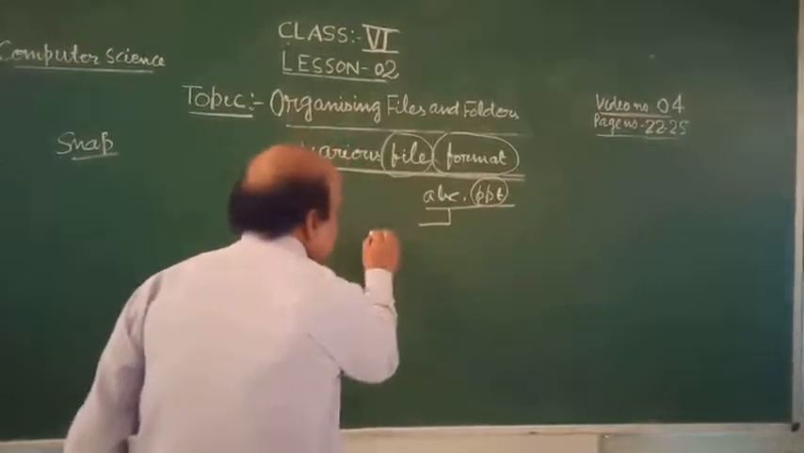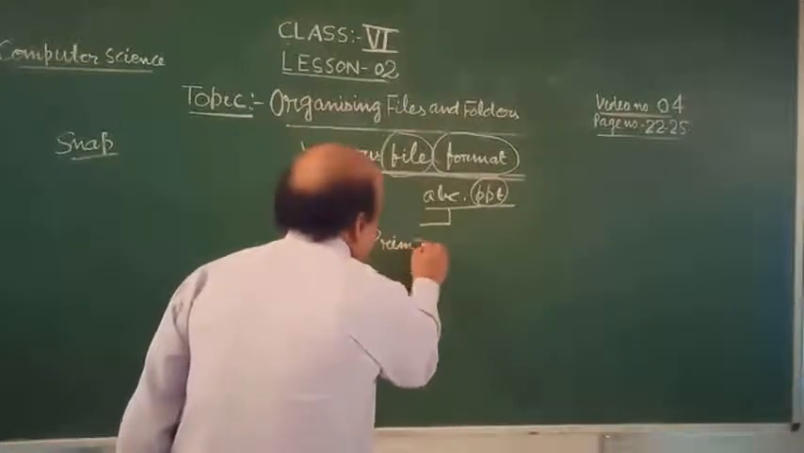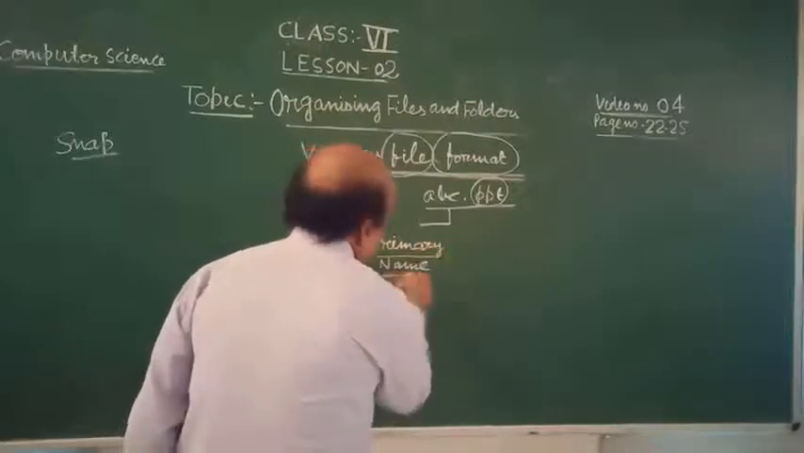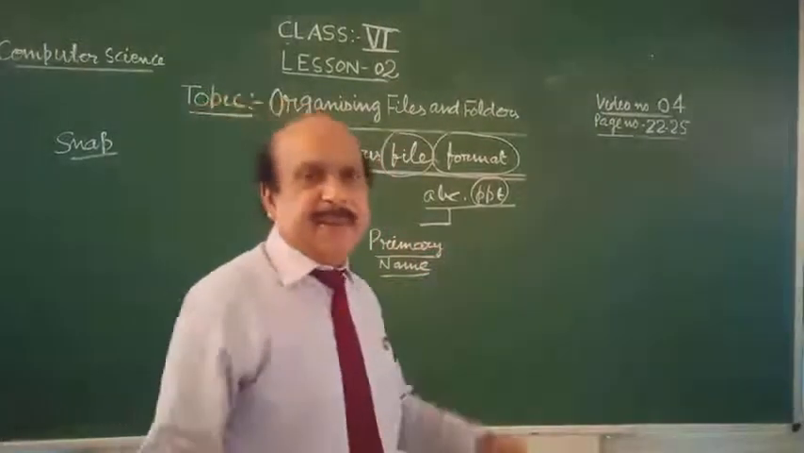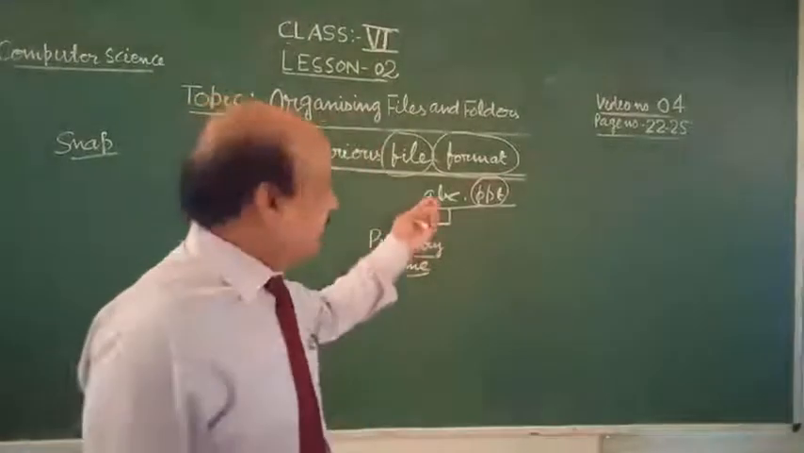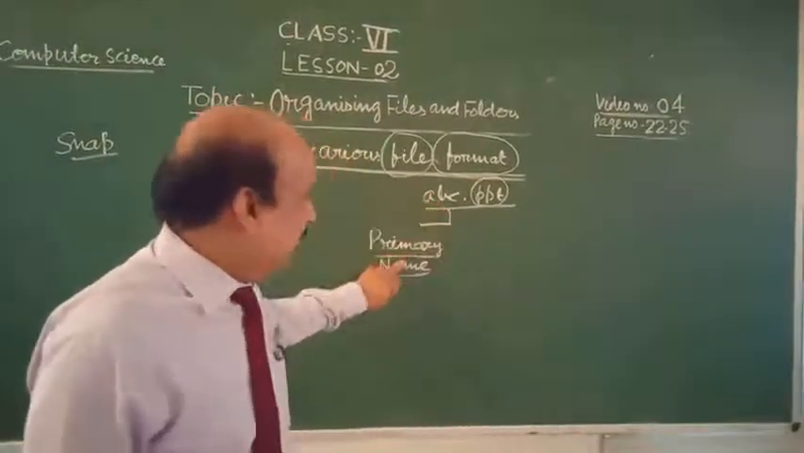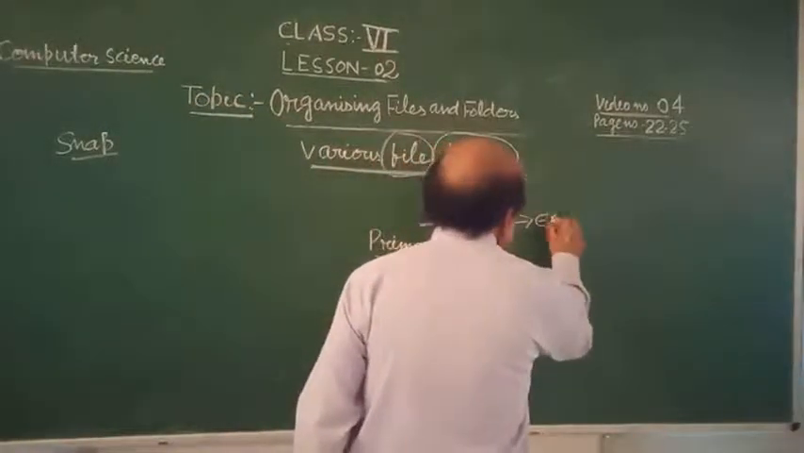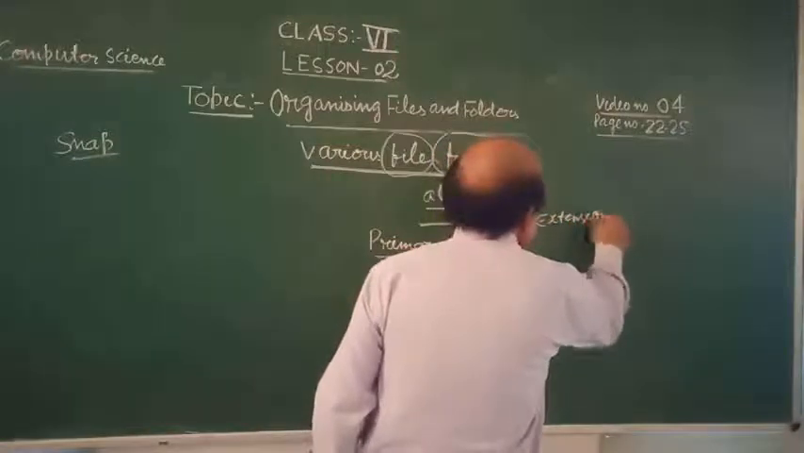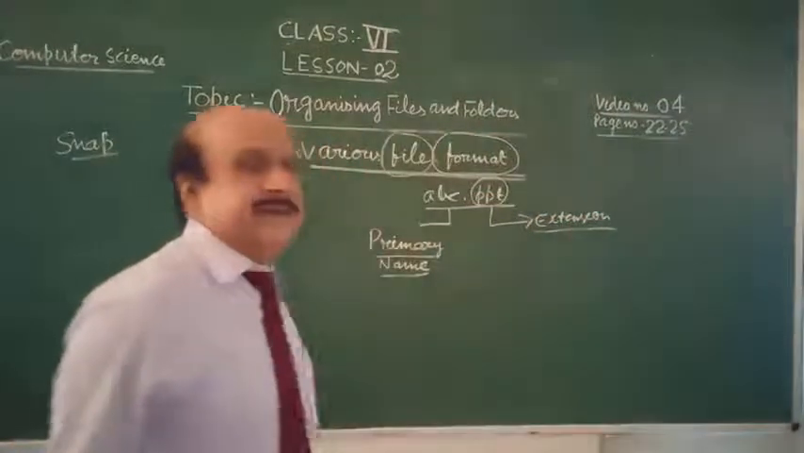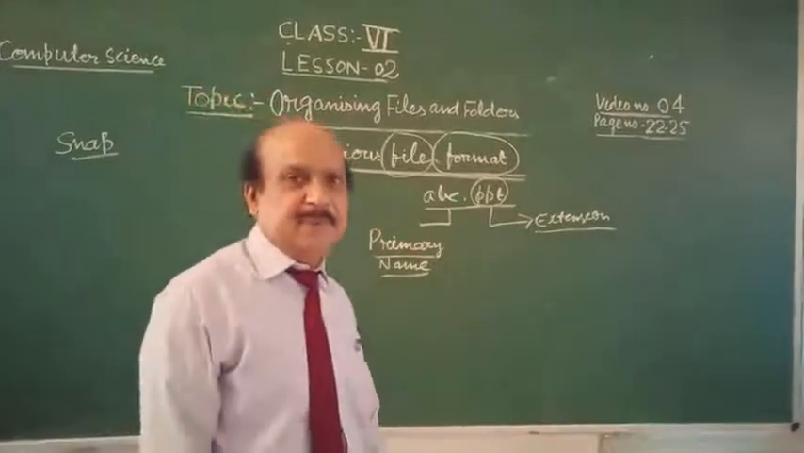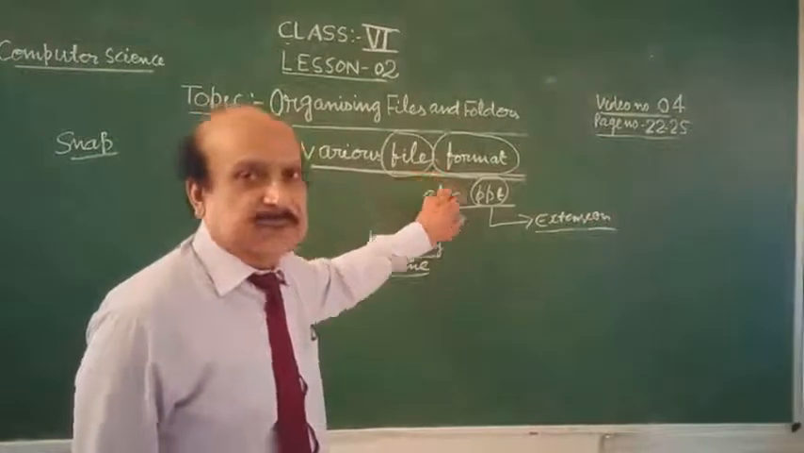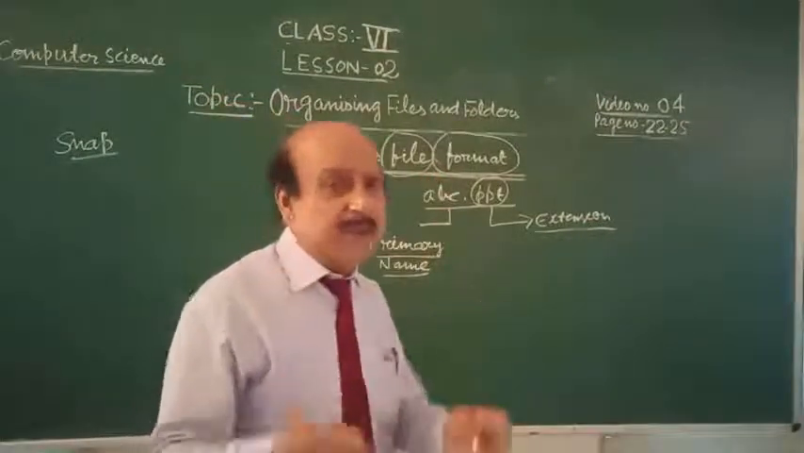The first part that you find here is known as the primary name. You can write any name here; it depends on you what name you want to give that particular file. That name is the primary name, and this is the extension. If you have created a file and stored it in the computer's memory, the primary name is ABC, but you cannot identify which type of file you have stored.